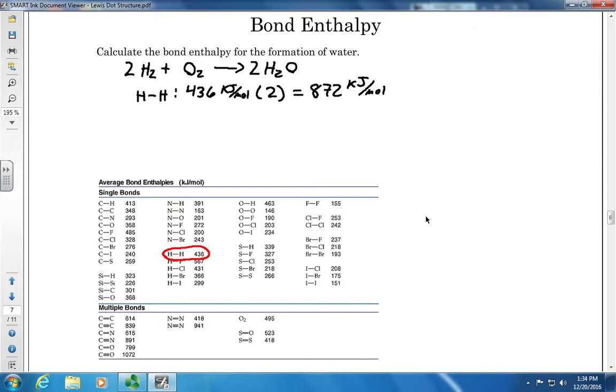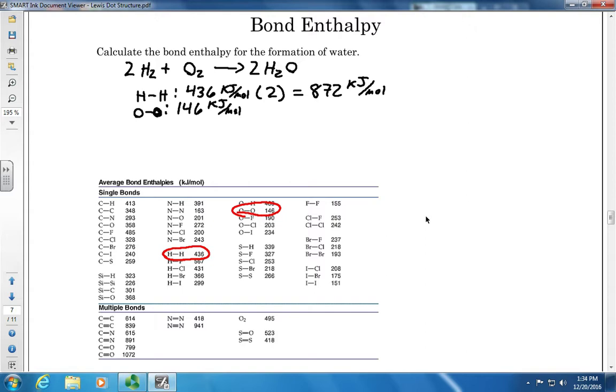Next, we have oxygen-oxygen. And again, we have to locate that on our chart, which is right over here. So we have 146 kilojoules per mole. We don't have any multiplier for it because there's only one oxygen-oxygen bond in the formation of water.